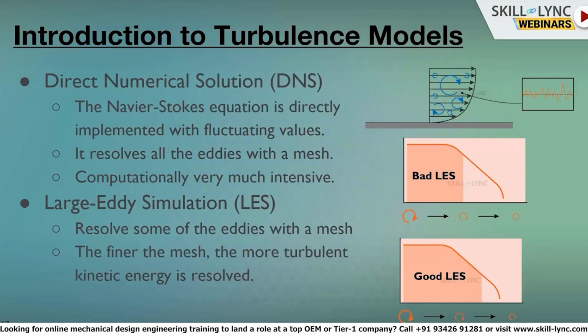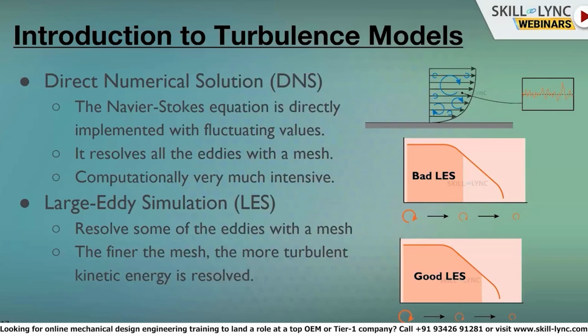The fluctuating components we directly plug into the Navier-Stokes equations, and we try to resolve all the eddies with the mesh, be it a large eddy or a small eddy. We try to resolve the domain with the computational mesh. Then we need a very fine mesh near the wall to capture the smaller eddies, and it becomes computationally very intensive and very expensive. So it is not suitable for industrial applications. For academic interest one can explore it, but that is what direct numerical simulation is.